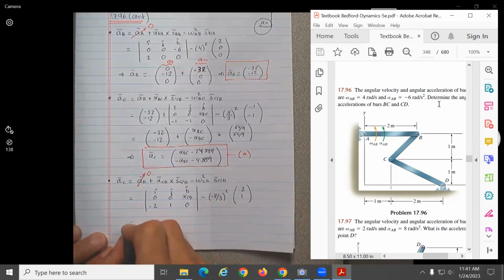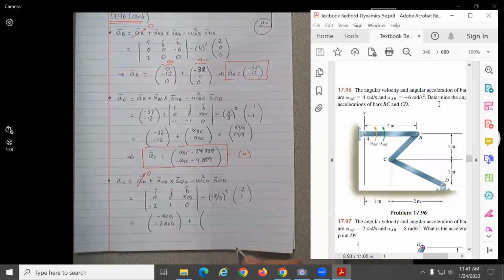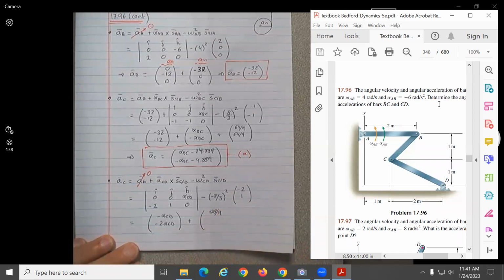Okay, so this is going to give us here negative alpha CD minus 2 alpha CD plus, now I need to be careful with the signs. So the first one will be positive, so will be what? 128 over 9, no? And the second one will be minus 64 over 9.